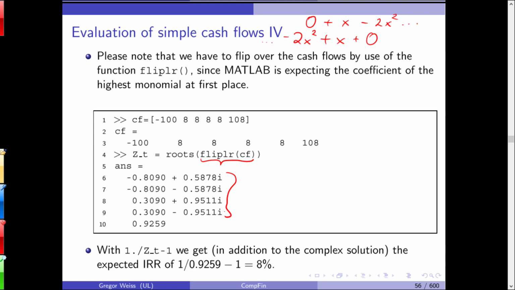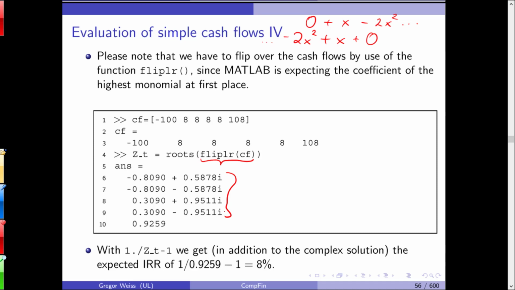Now, this will not happen in practice, obviously. This is the idea that you pay 100 for the bond, you get 8% coupon fixed, and then you get the full repayment of 100 plus the 8% interest.